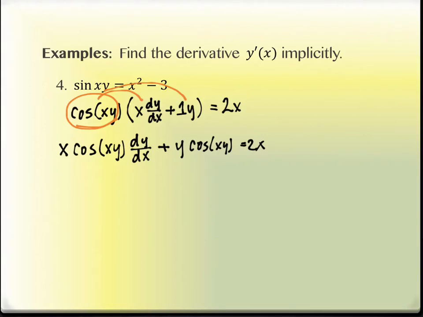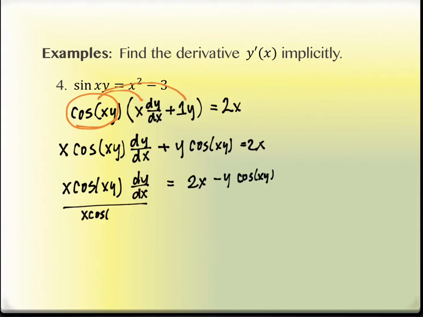So again, kind of like the last problem, I only have one dy dx, so I can shift everything that doesn't have dy dx over with the 2x. So my x cosine xy dy dx will remain, and then I will have 2x minus y cosine of xy. And my last step. I think every single time so far it's been division, right? It's not always going to be division, but it has been so far. Yeah, so we're going to divide by x cosine xy.